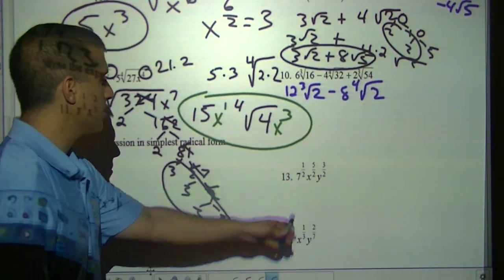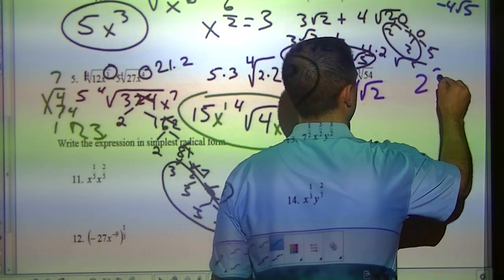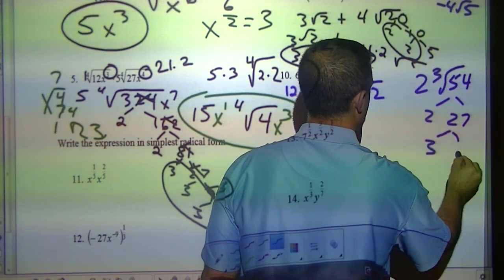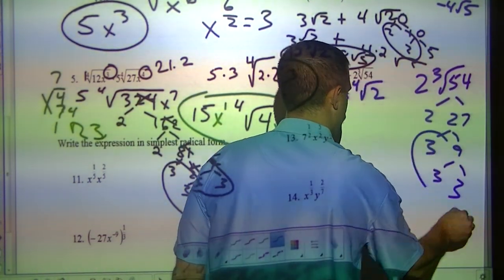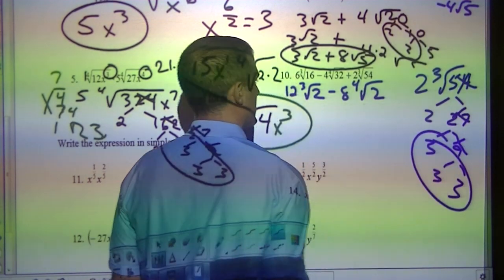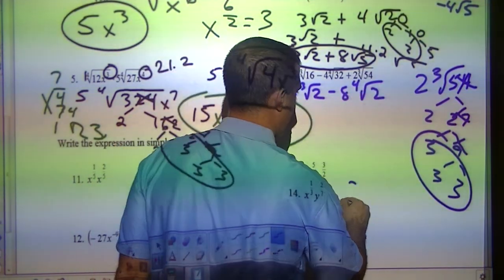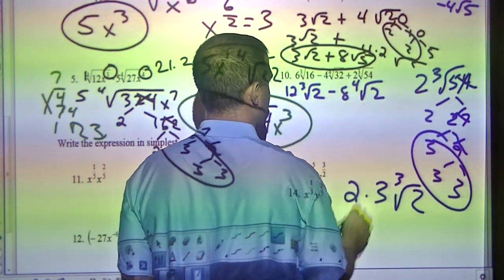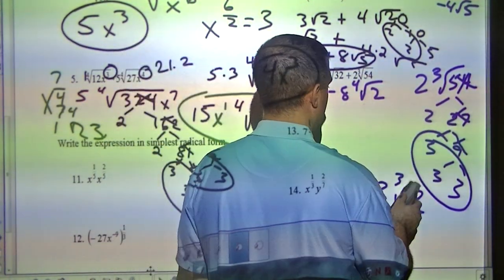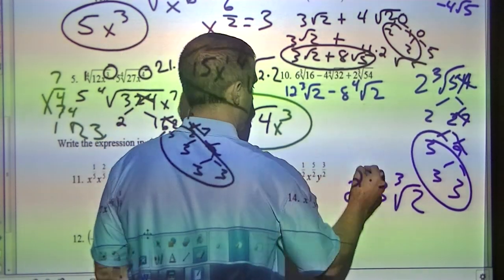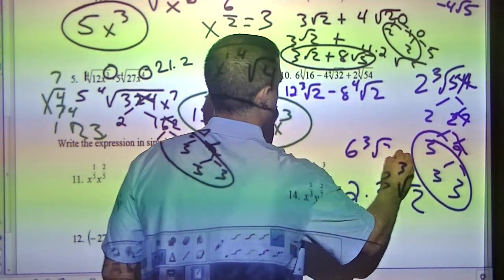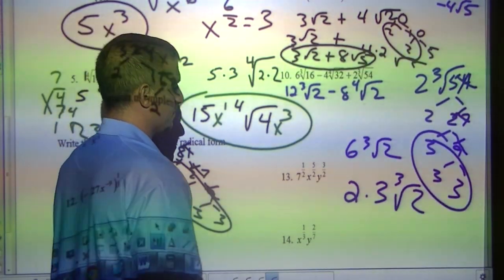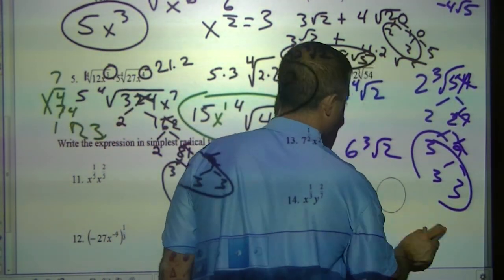Okay, all right, so let's go to this last one. 2 cube root of 54: 2 and 27, 3 and 9, 3 and 3. There's my triple. So what I'm going to have there is that 2 on the outside, that 3, and this 2 as a leftover. So that's going to be 6 cube root of 2. For space's sake, go ahead and take a look at that. If you need to pause it, pause it. All right, I'm going to go ahead and erase it.